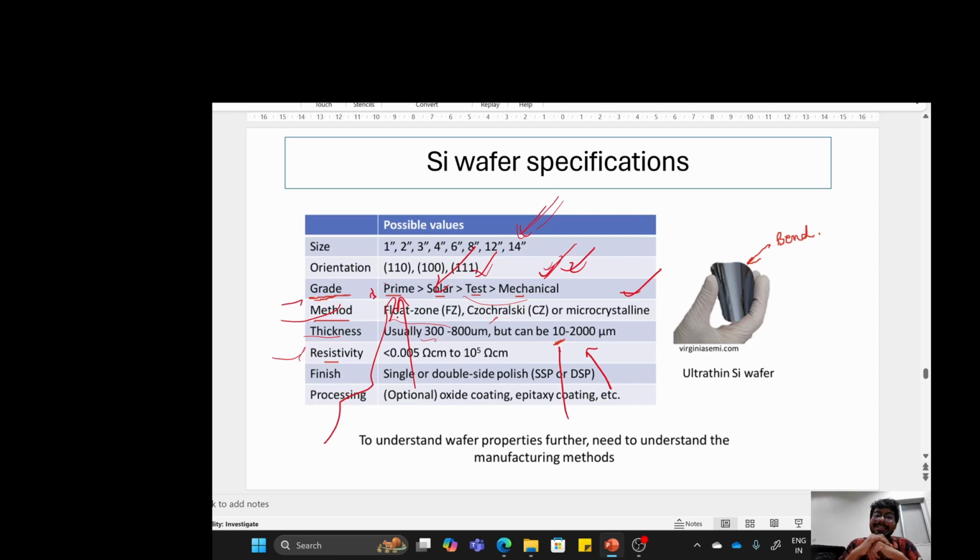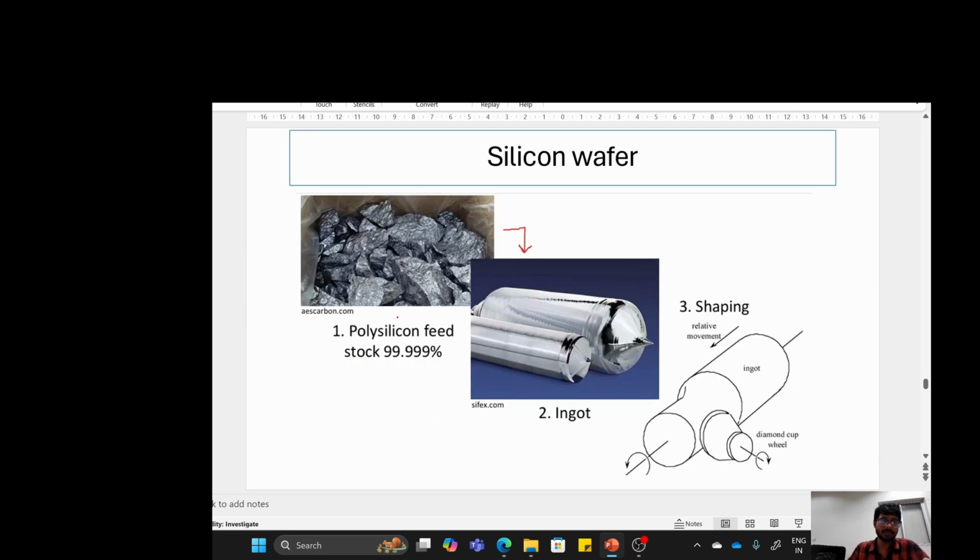Okay, so to get that prime wafer, these are a bit costly, because the float zone method is used to make these kinds of wafers. The finishing is like polishing, which can be single side polished or double side polished as well. Processing is like oxide coating. After making the wafers, you can coat the oxide or an epitaxial coating or these things. That you can do by CVD or dry oxidation kind of things.